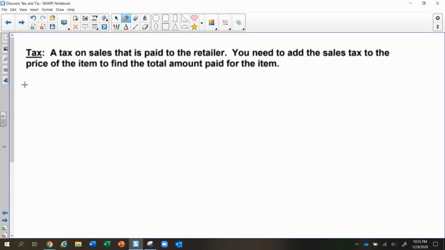Tax, most of us have dealt with tax before. It's that amount of money that the state adds on. Ours is, I believe, 8.6%. It's different per state. It's even different in some areas of the states. I know in Seattle it's over 9%. So tax on sales is paid to the retailer. You need to add that sales tax to the price of an item to find the total amount that you have to pay for the item. And you guys have probably dealt with that. If something's 99 cents, it's usually not 99 cents. It is $1.08.